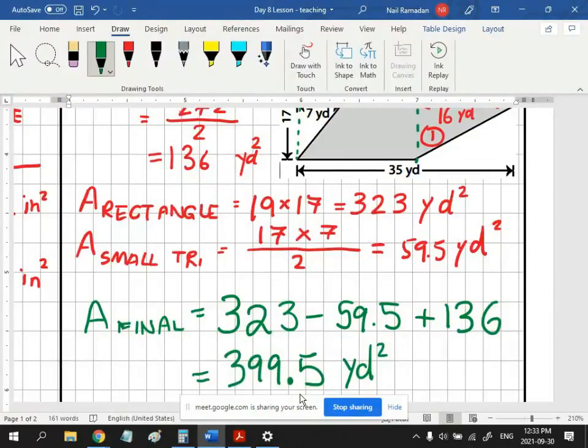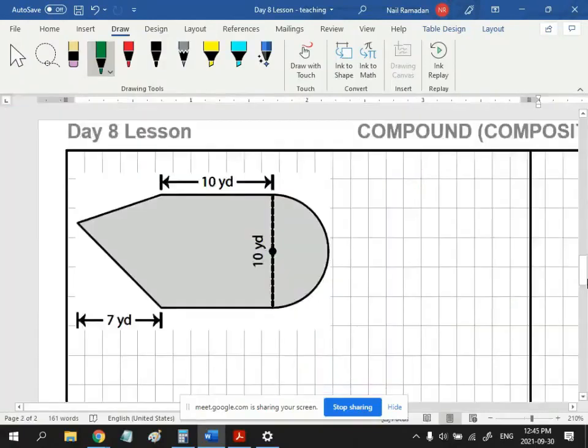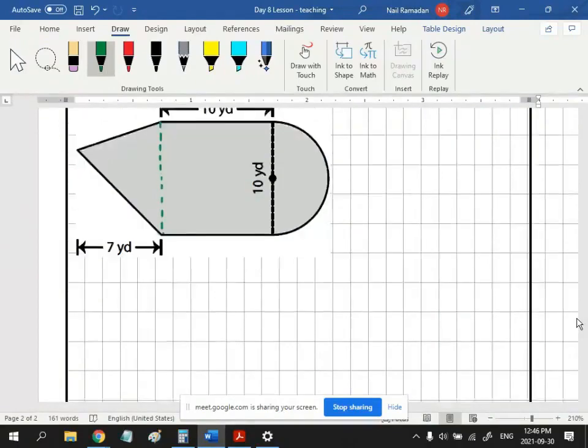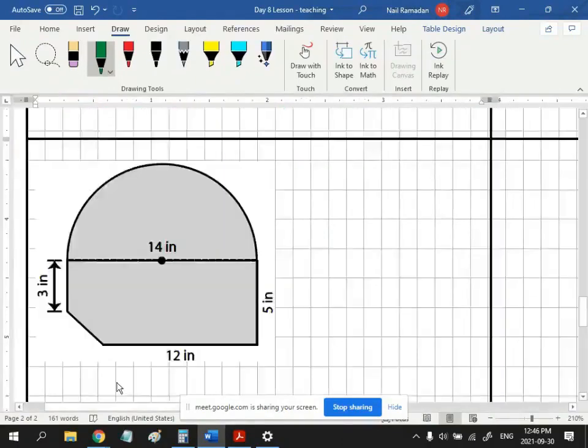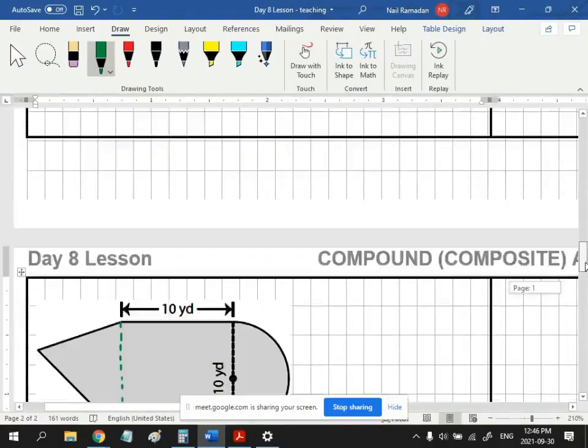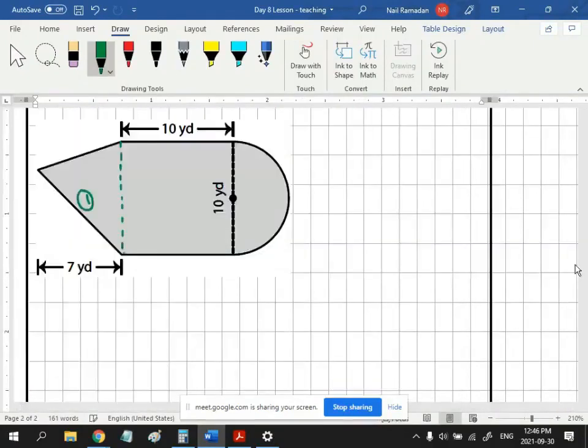Is anyone getting any odd number? Good. Okay. What should I add to this? Add to this shape? I need to cut. Is there any subtraction that's going to happen here? Pure addition. Can we label them as 1, 2, 3? Always do that. So area 1, area 2, area 3.